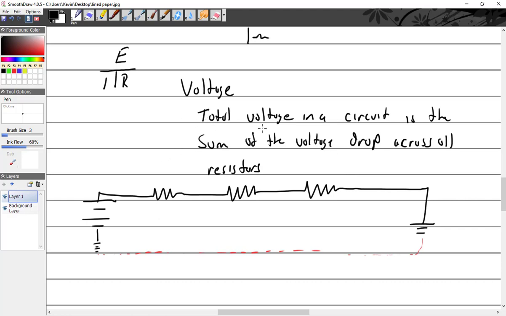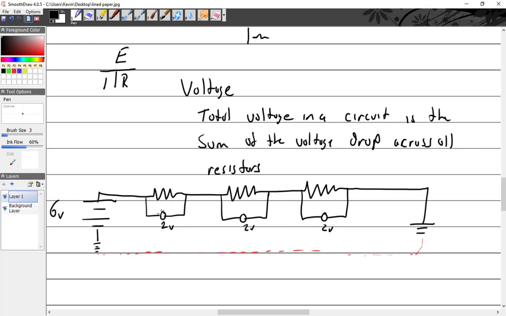Okay, so Kirchhoff says total voltage in a circuit is the sum of all voltage drops across all resistors. Well, if I had a 6-volt battery and I were to measure with the voltmeter across each resistor, it'd be 2 volts. If they were all equal, then this would be 2 volts, this would be 2 volts, and this would be 2 volts. So 2, 4, 6. The sum of the voltage drops across all will equal this, and that's assuming they're all equal.